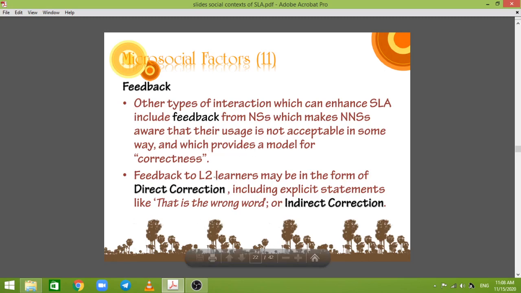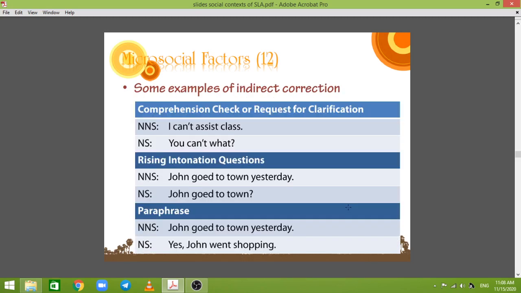Feedback to L2 learners may be in the form of direct or indirect correction. Direct correction includes an explicit statement, for example, "This is the wrong word." So you tell or inform directly or explicitly where the mistake is. And another one is indirect correction. For indirect correction, you have different ways, as in the following examples.